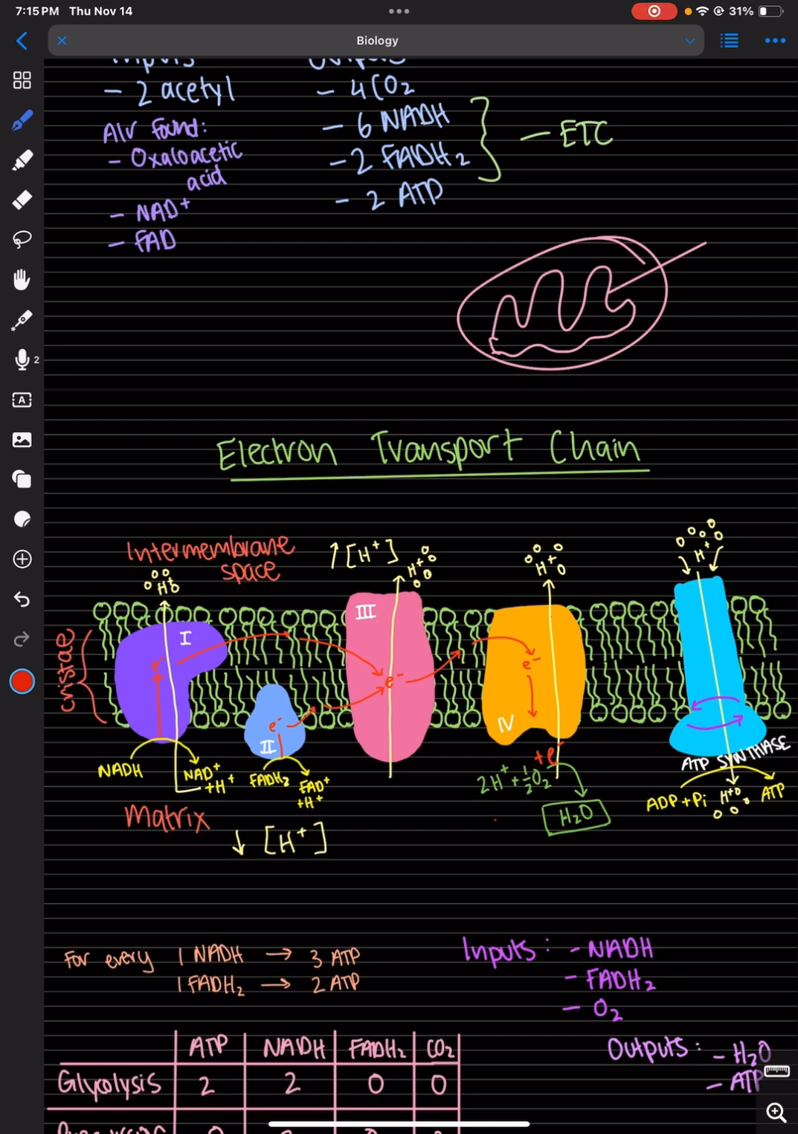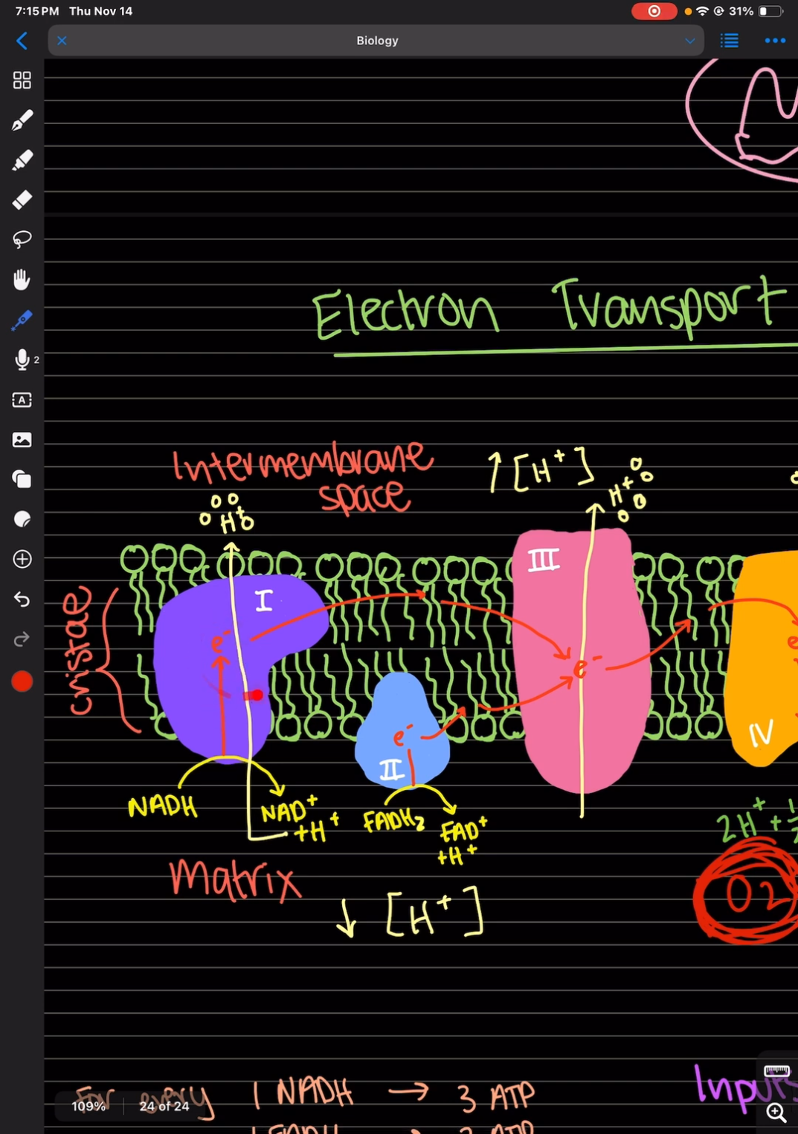So all of those NADH are going to come, and the whole driving force of the electron transport chain is oxygen right here. This is the driving force, okay? Because oxygen is present here, oxygen is the driving force of cellular respiration. So the NADH, only in the presence of oxygen, will be broken down into NAD plus and hydrogen ions. And it's also going to be stripped of its electrons.